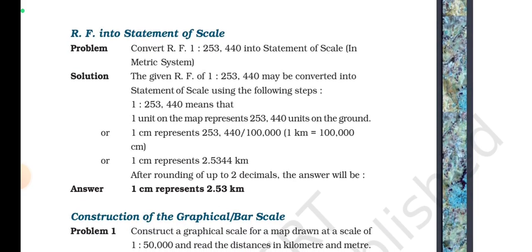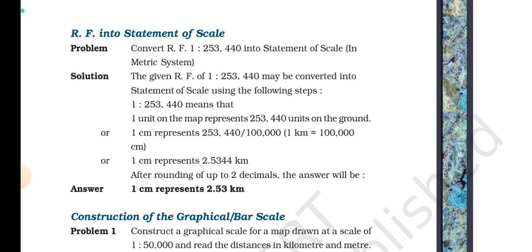It can come in the question paper, definitely. RF into statement of scale. So convert RF 1 is to 253,440 into statement of scale. The given RF of 1 is to 253,440 may be converted into statement of scale using the following steps. So 1 is to 253,440 means that 1 unit on the map represents 253,440 units on the ground.